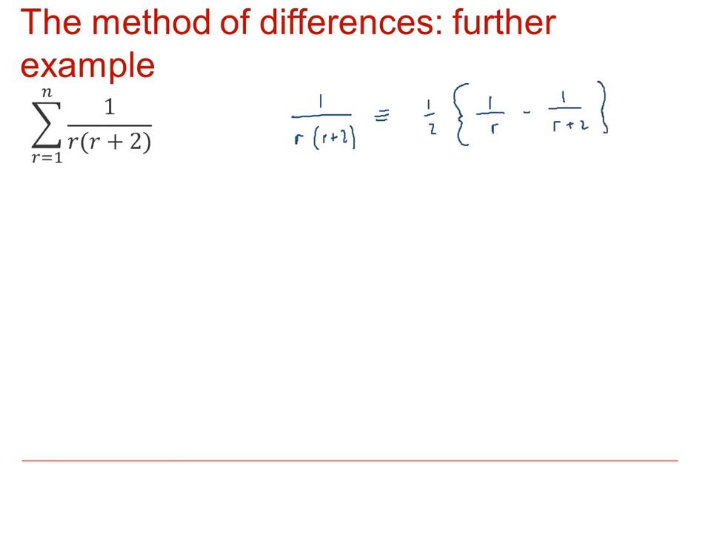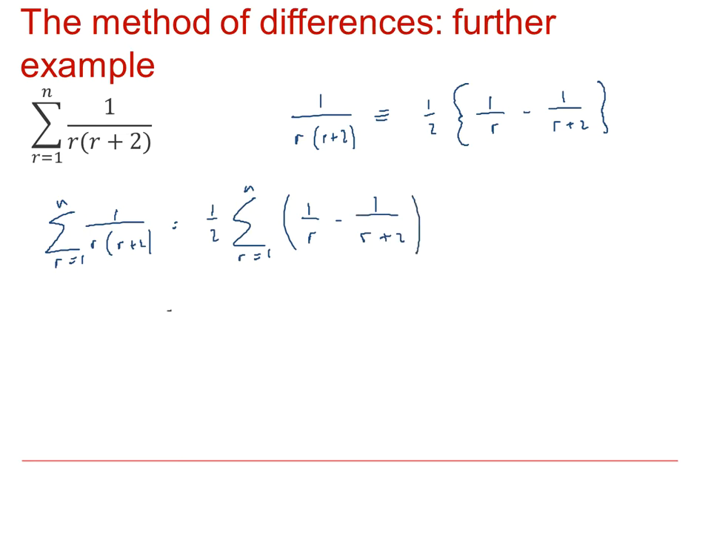And therefore the sum of r equals 1 to n of 1 over r times r plus 2 must be the same as 1 half the sum from r equals 1 to n of 1 over r minus 1 over r plus 2. Now again, we're going to take this a term at a time, leaving the half outside. The first term we get is 1 over 1, so just 1 minus 1 over 3. The next term is 1 over 2 minus 1 over 4. You can see nothing cancels there, but it's not until we come to the third term that we get then plus 1 over 3 and a minus 1 over 5.